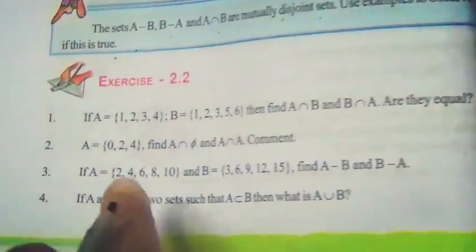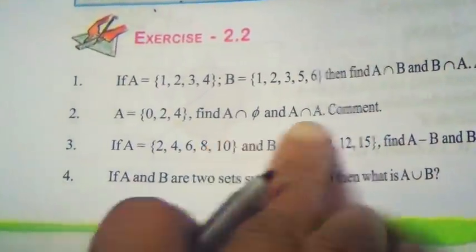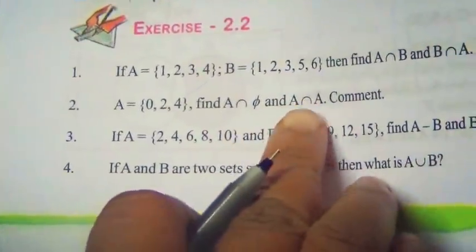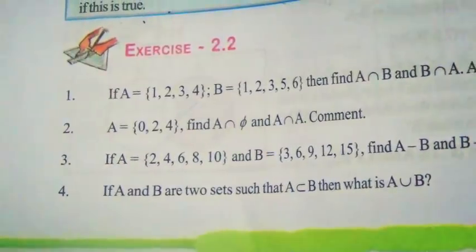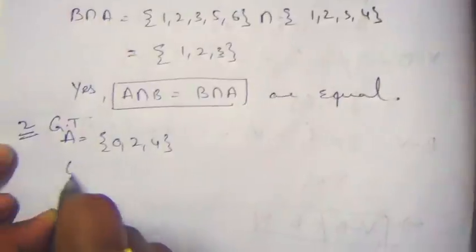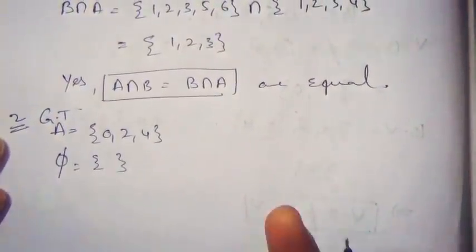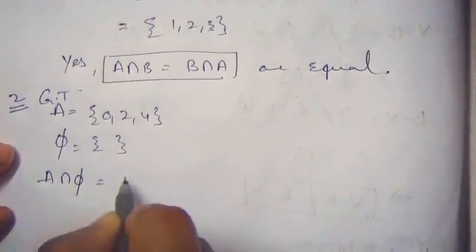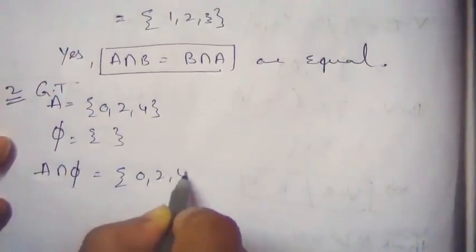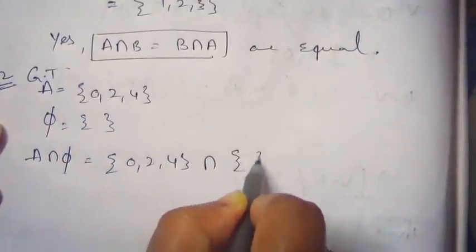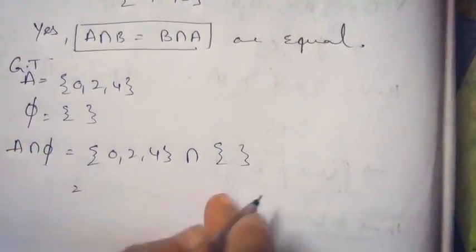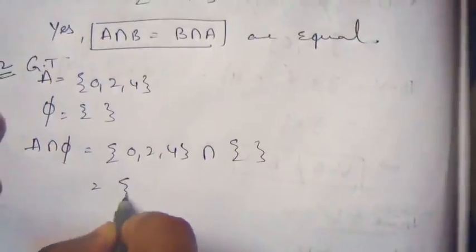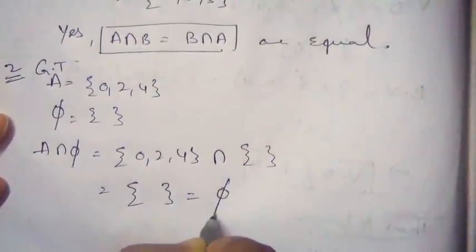Second one. Given that, we have to comment on these two: A intersection null set, and A intersection A. First, we will write the given, that A is equal to {0, 2, 4}. What is the null set? It has no elements. So first of all, we have to find out A intersection null set. What is A? {0, 2, 4}, intersection null set. What are the common elements in both the sets? No elements. So it is the null set.